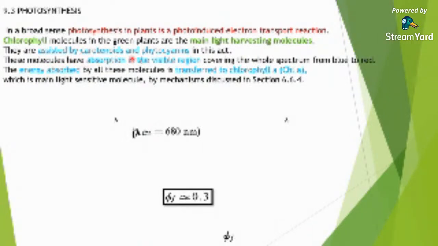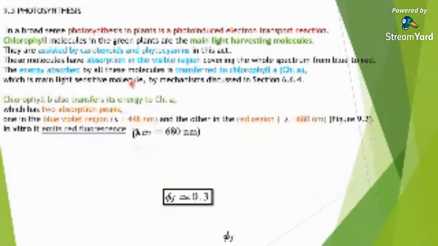These molecules have absorption in the visible region, covering the whole spectrum from blue to red. As in VIBGYOR, it is only absorbing the radiation from blue to red. Then the energy absorbed by these molecules is transferred to chlorophyll A, whatever energy is being absorbed is transferred from the PS2 center to the PS1 center, which comprises chlorophyll A. So chlorophyll A is the main light sensitive molecule. Chlorophyll B will also transfer its energy to chlorophyll A.